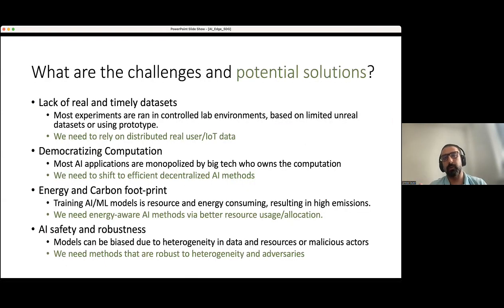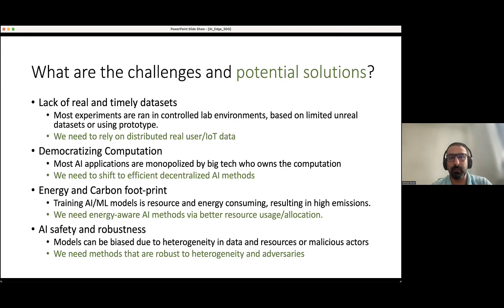Now I'm going to go through some of the challenges and the potential solutions, and I'll present next after this what we are doing in our lab or my group to solve some of these issues. So one of the challenges for AI is the lack of real and timely datasets. Normally, most of the experiments in research are run in controlled lab environments or based on unrealistic data sets or synthetic data or just a prototype. And this may not reflect the real environment.